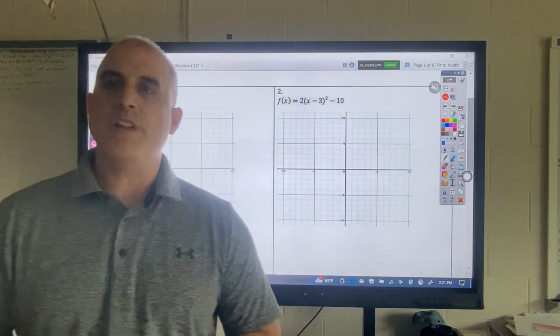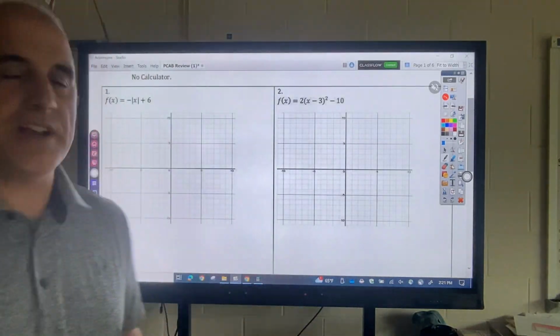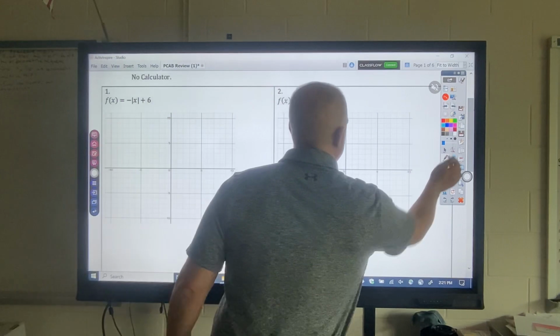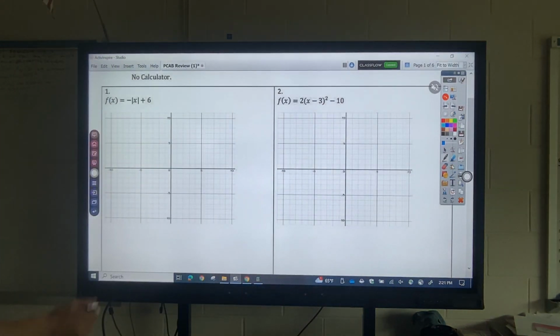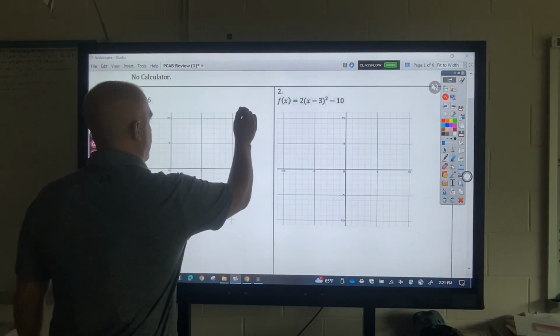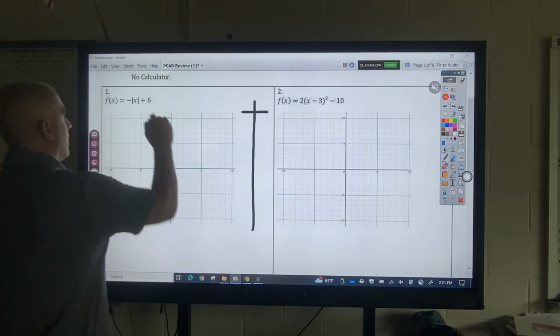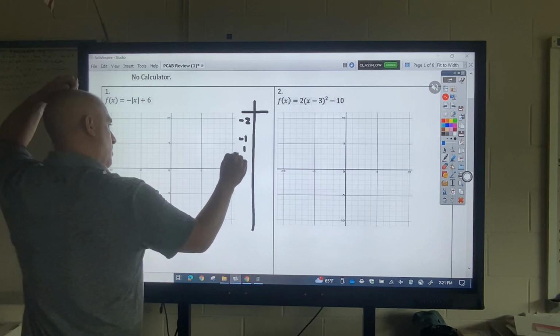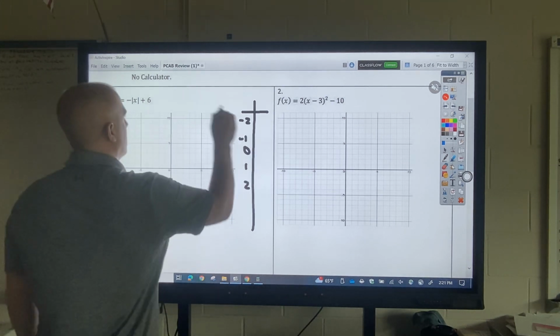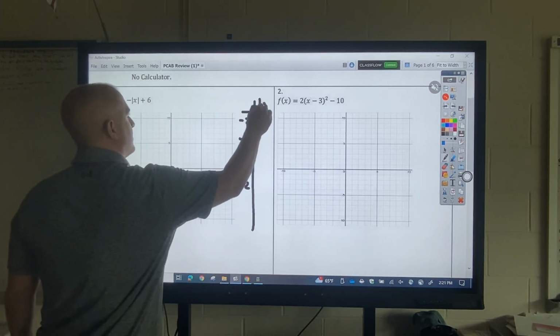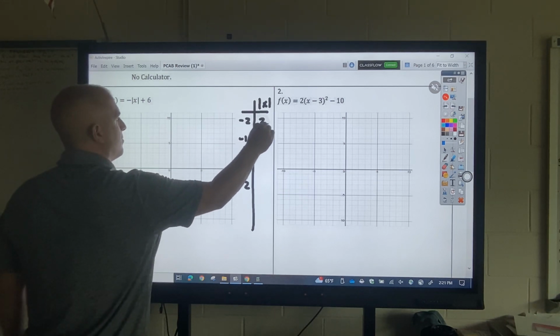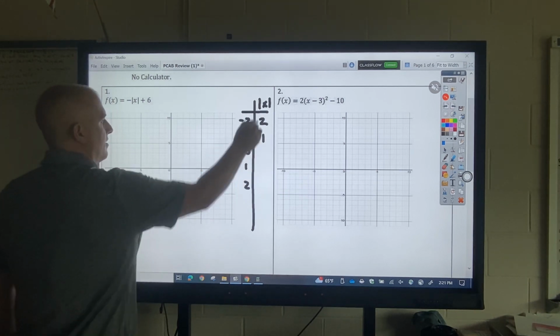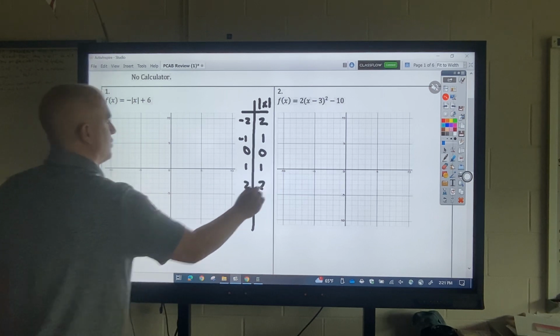Okay, this is going to be a video for the pre-calc final exam. The first part is graphing without a calculator. The first thing you always want to do is make a parent graph. I'm going to use -2, -1, 0, 1, and 2. My parent function here is absolute value. So the absolute value of -2 is 2, of -1 is 1, 0 is 0, 1 is 1, 2 is 2.